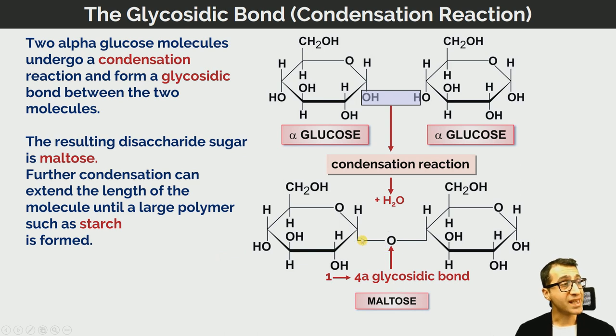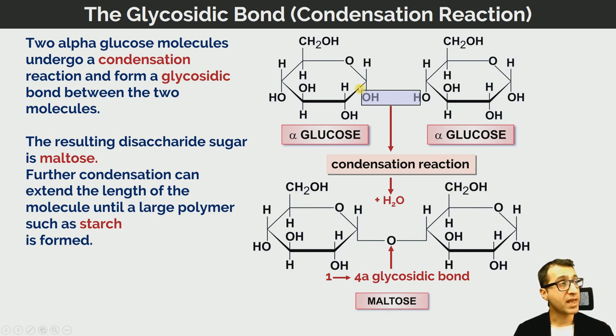So this bond here would be referred to as a 1,4 alpha glycosidic bond. And the reason for this is because it's forming between carbon 1 of this molecule over here and carbon number 4 of this molecule here. Now, in organic chemistry, typically every organic molecule has what's called a root or a stem, which is the longest continuous chain of carbons in that molecule. In this case, it's this chain here: carbon 1, carbon 2, carbon 3, carbon 4, carbon 5, and carbon 6. The same for this molecule.